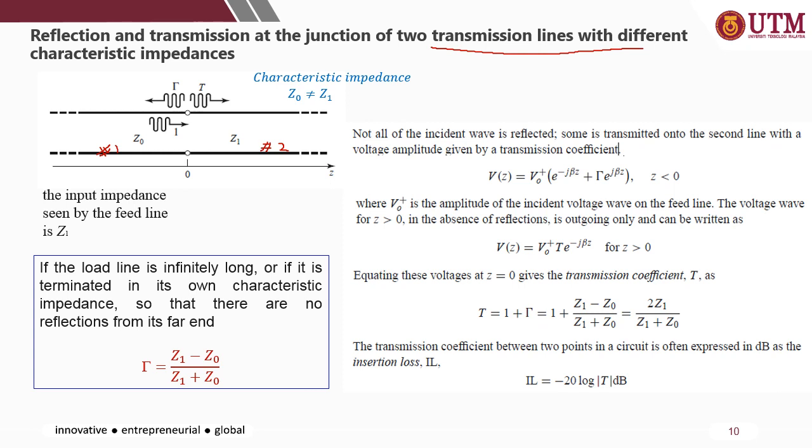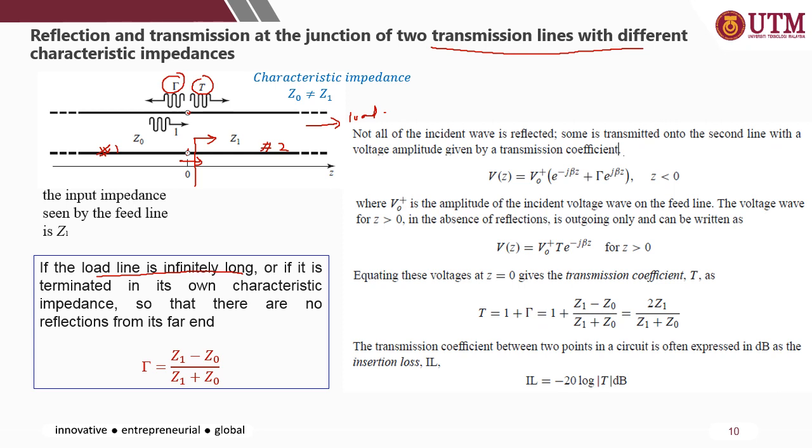So at this point we can assume that the output from the first line will be fed into the second line. But at the junction there will also be reflection. Some reflection of the signals at the joint or within the first transmission line before it is successfully transmitted into the second line towards the load. So the input impedance seen by the feed line is equal to Z1 if the load line is infinitely long. So we don't know where the load is positioned, or where exactly the ZL is.